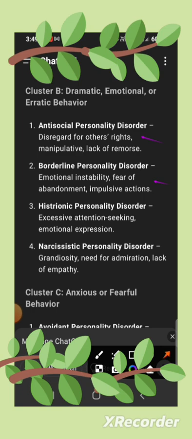Borderline personality disorder, extreme fear of abandonment leading to unstable relationships, emotional instability, intense mood swings, and impulsive behavior. Self-harm or suicidal tendencies are common.